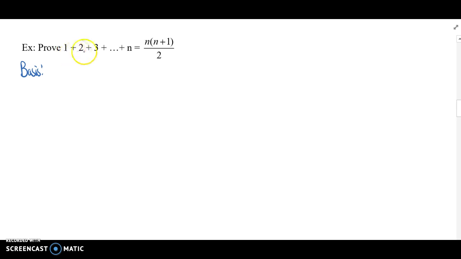Next example, we want to prove this. So the first step is we're going to plug 1 in on the left. We're going to plug 1 in for n on the right. And let's see, 1 on the left, 1 plus 1 is 2, times 1 divided by 2, that's 1, so the basis step works. Now we're into the inductive step.